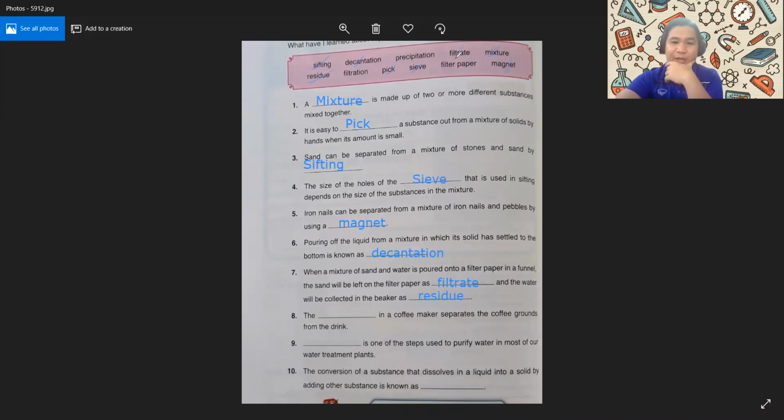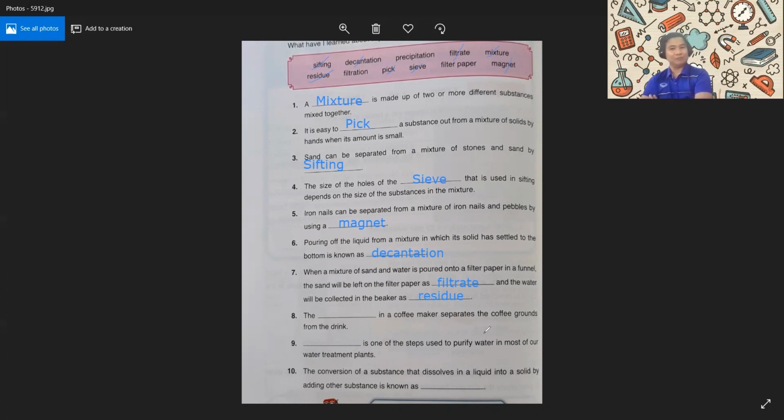How many numbers do we have left? We got 1, 2, 3 numbers, but only two answers left. That means that one of these 3 has a repeating answer. Oh no, we have 3 already: filtration, precipitation, and filter paper. Exactly 3. So we don't need to worry about other answers, okay?